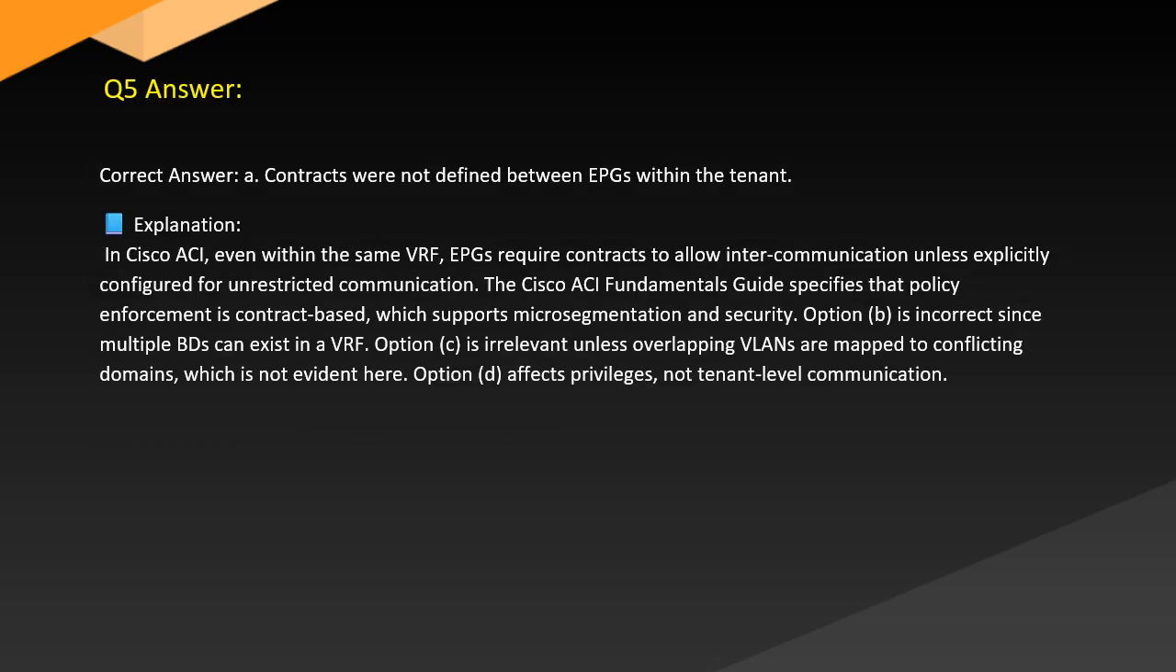Answer. Correct answer: A. Contracts were not defined between EPGs within the tenant. Blue Book explanation: In Cisco ACI, even within the same VRF, it requires contracts to allow intercommunication unless explicitly configured for unrestricted communication. The Cisco ACI Fundamentals Guide specifies that policy enforcement is contract-based, which supports micro-segmentation and security. Option B is incorrect since multiple BDs can exist in a VRF. Option C is irrelevant unless overlapping VLANs are mapped to conflicting domains, which is not evident here. Option D affects privileges, not tenant-level communication.